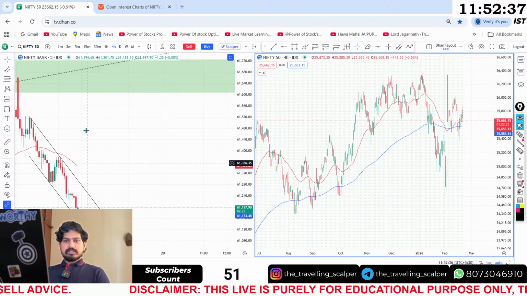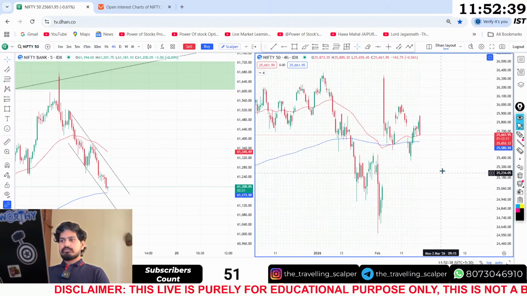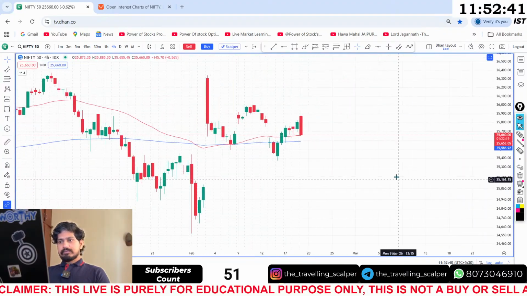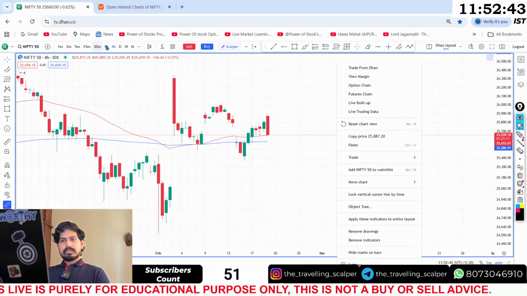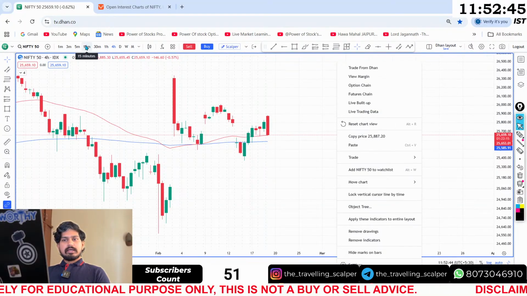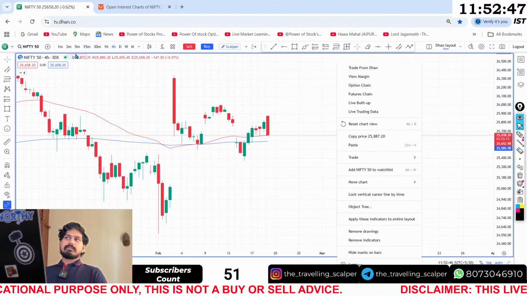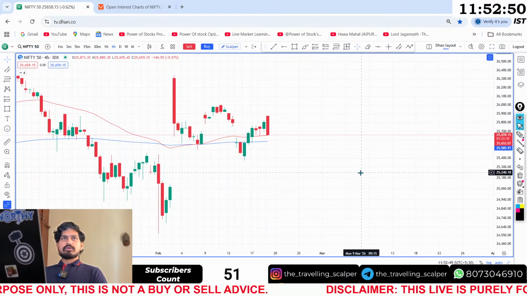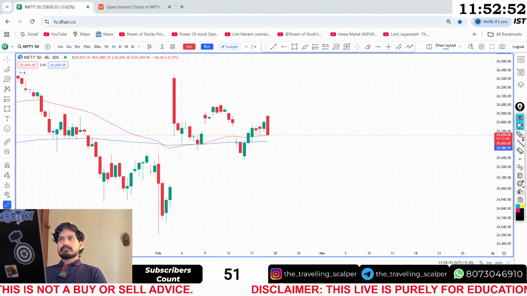Okay, so on the left side here, this is the Bank Nifty chart. Now we'll move to the Nifty chart on the right side. Again we'll do a quick top down analysis, going to the 4 hour time frame and then to the 1 hour time frame, then the 15 minutes time frame, and then the 5 minutes time frame. Okay, this is called multi time frame analysis.